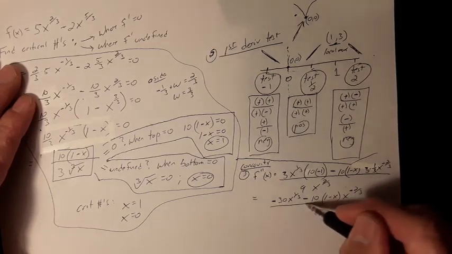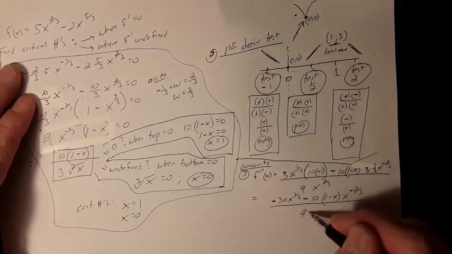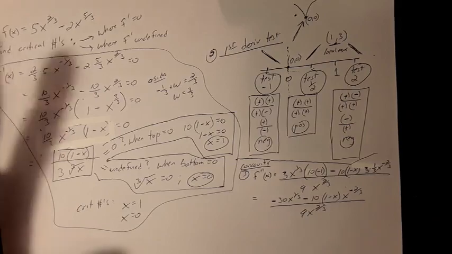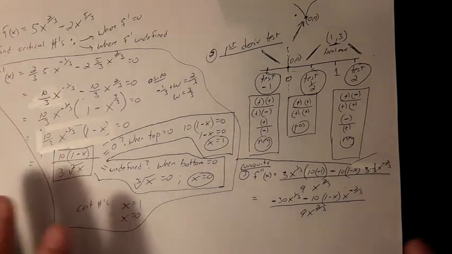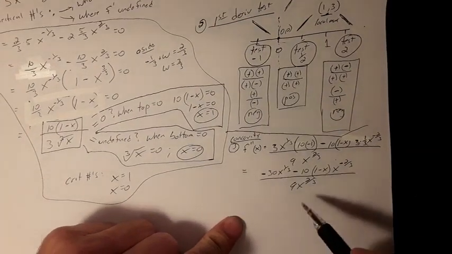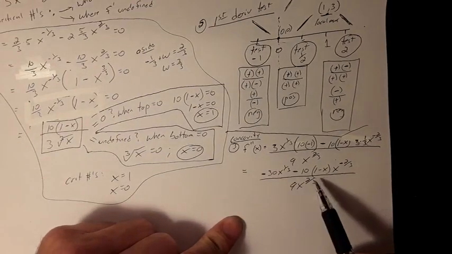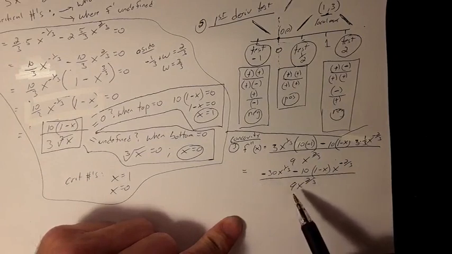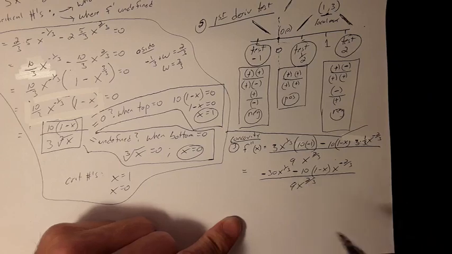And this is all over 9x to the 2/3. So we're simplifying it as we go here. So now it's time to factor this thing, because what we're going to want to do is set it to 0, and the only way you're going to do anything intelligent with this thing set to 0 is to factor it, as I keep saying again and again through the whole quarter.